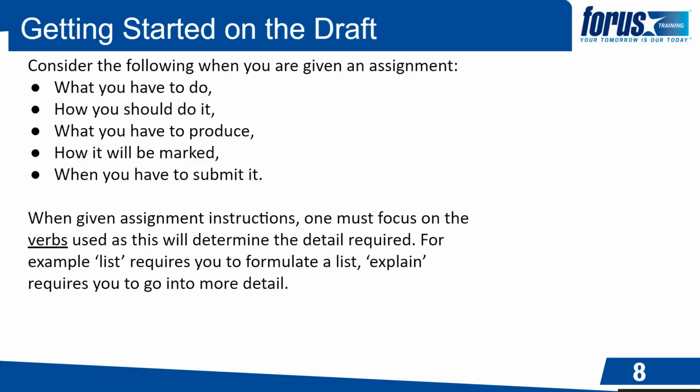Consider the following when you are given an assignment: what you have to do, how you should do it, what you have to produce, how it will be marked, and when you have to submit it. When given assignment instructions, one must be focused on the verbs used, as this will determine the detail required. For example, list requires you to formulate a list. Explain requires you to go into more detail.